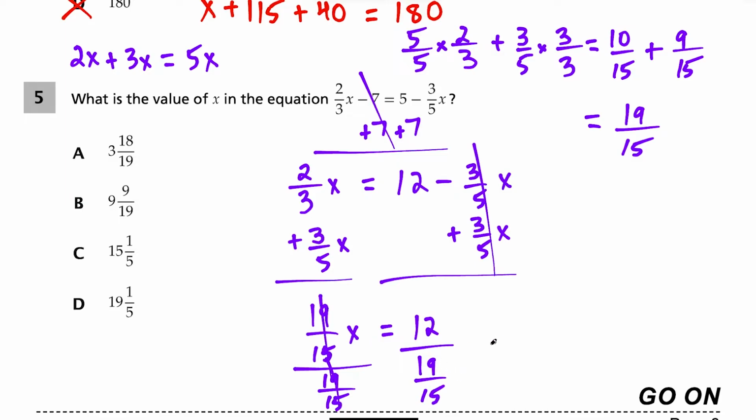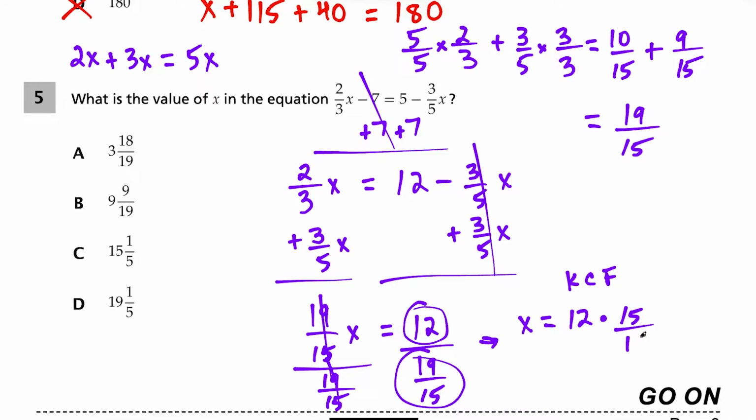And now these terms will cancel out, and we're going to have x equals, and the technique that I want to use here is keep, change, flip. I keep the numerator, so I'm keeping the 12. So I'm going to do 12. I change the operation from division to multiplication. So we're doing 12 times, and then we flip the bottom fraction here to 15 over 19. And now from here, we're just going to work this out.